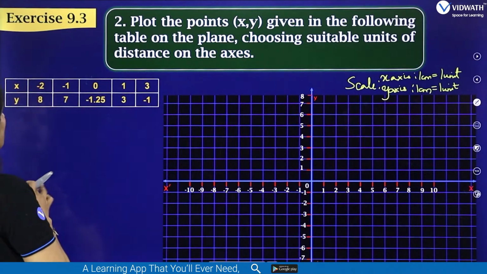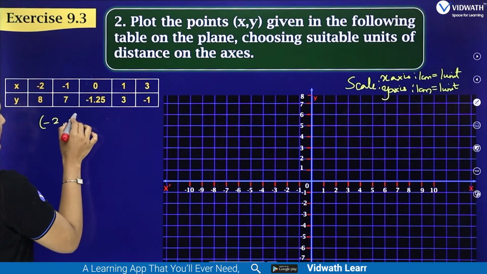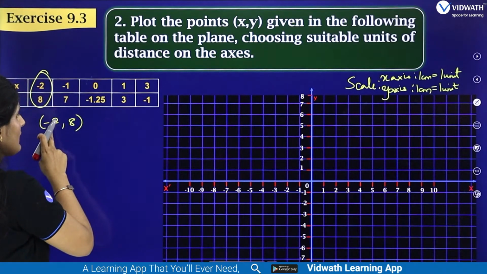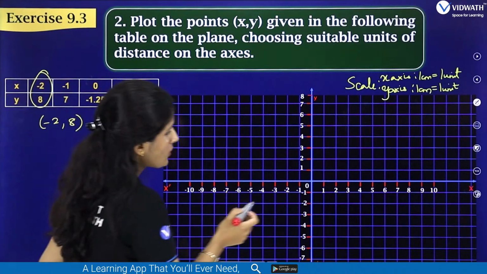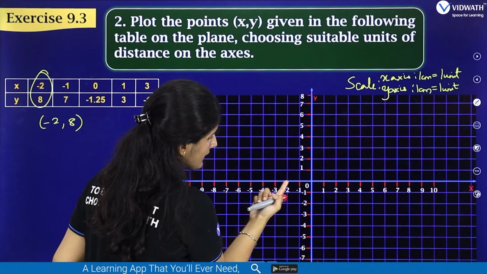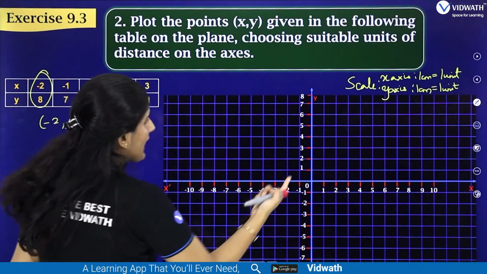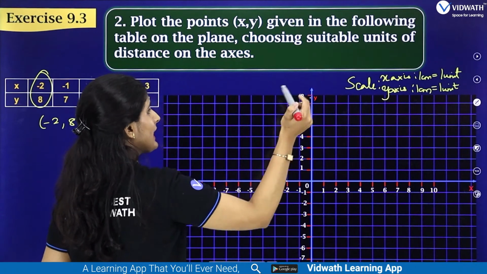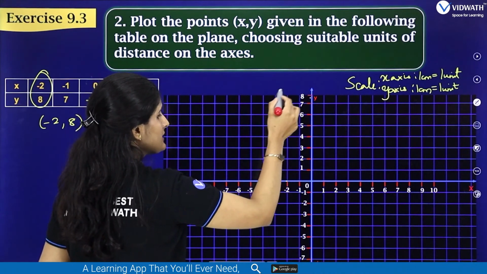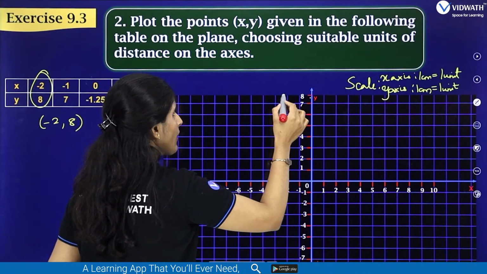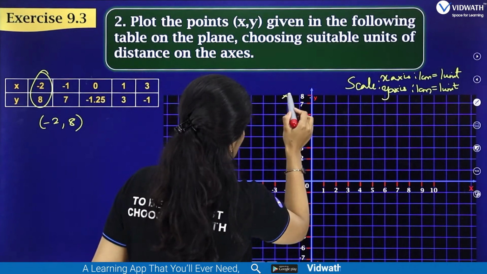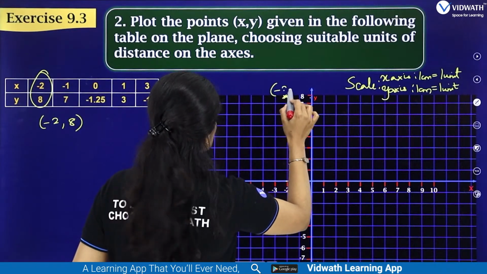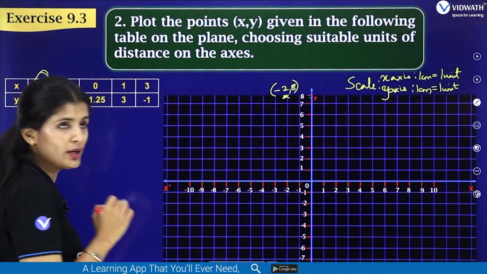The first point here is minus 2, 8. That is, x coordinate is minus 2, y coordinate is 8. So we have minus 2 here in the x-axis and we have 8 here in the y-axis. So the point will lie at the intersection of the lines passing through these 2 points. So the point will lie here. So this is minus 2, 8. This is the location of the point.